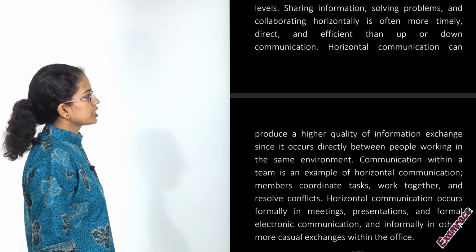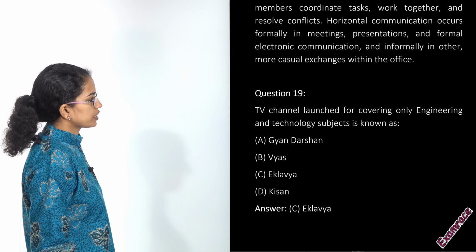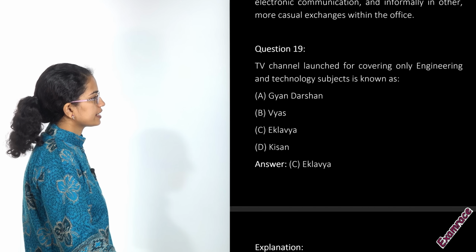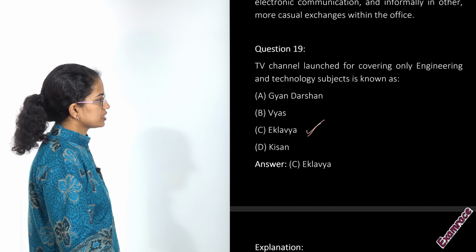The TV channel for engineering and technology is Eklavya. Eklavya is a joint initiative of IIT and IGNOU, and it's basically for the engineering discipline.